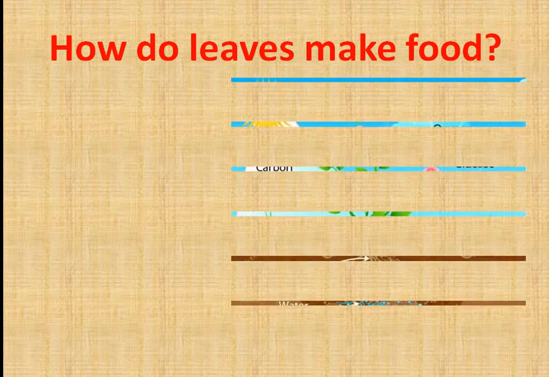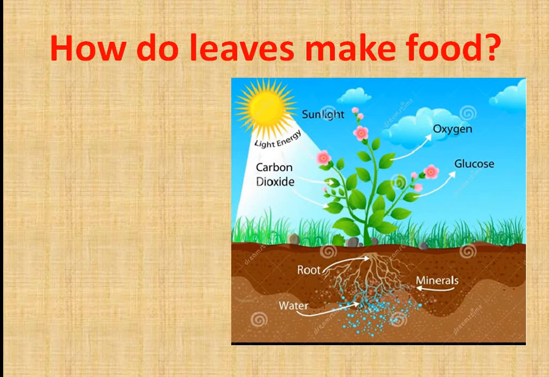Let's discuss that. As you can see in this beautiful picture, you see here carbon dioxide, sunlight, oxygen, glucose, minerals, root, water. Now let's discuss all these names which are there in the picture.